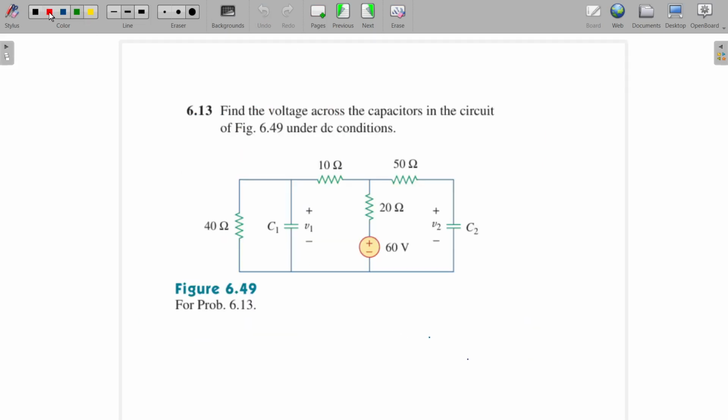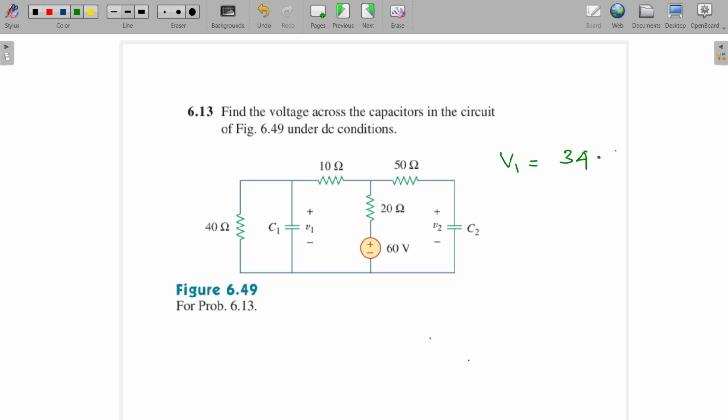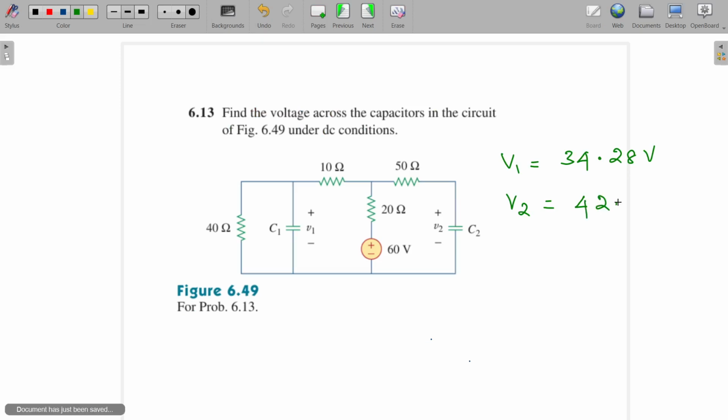So we got the two answers. V1 is equal to 34.28 volts and V2 is equal to 42.86 volts. Okay, thank you. Hope you have understood.